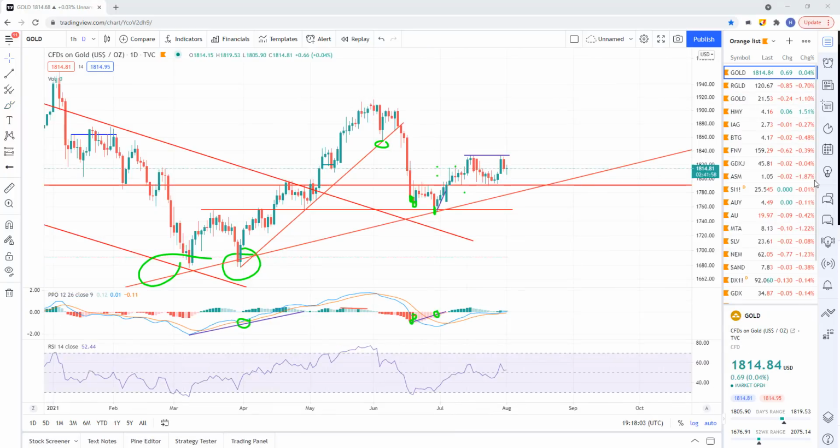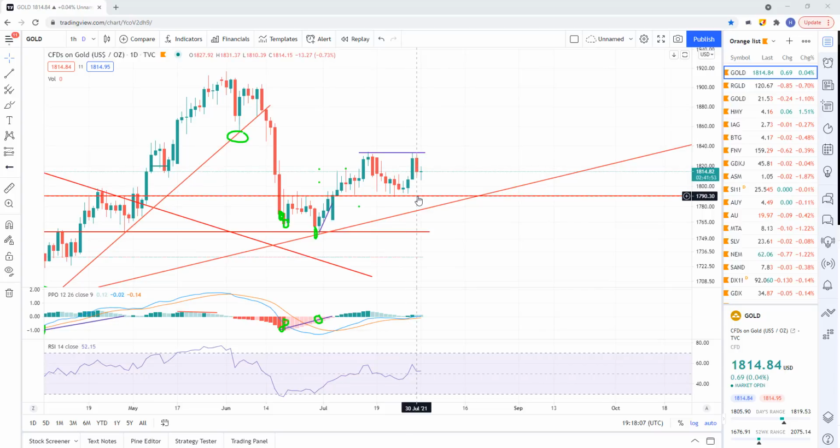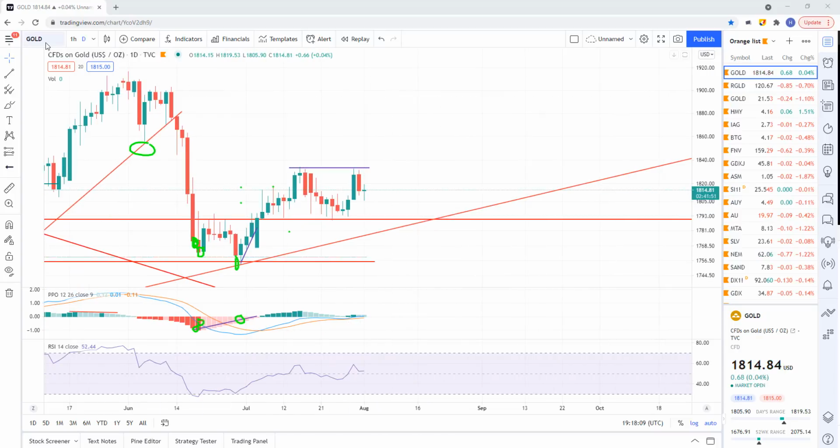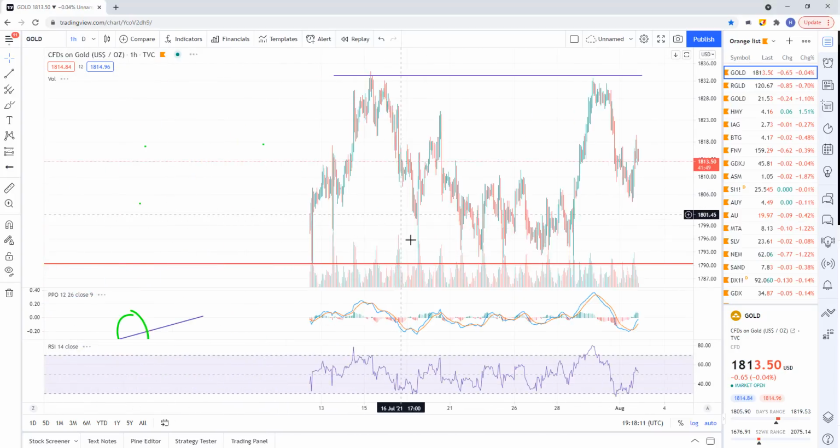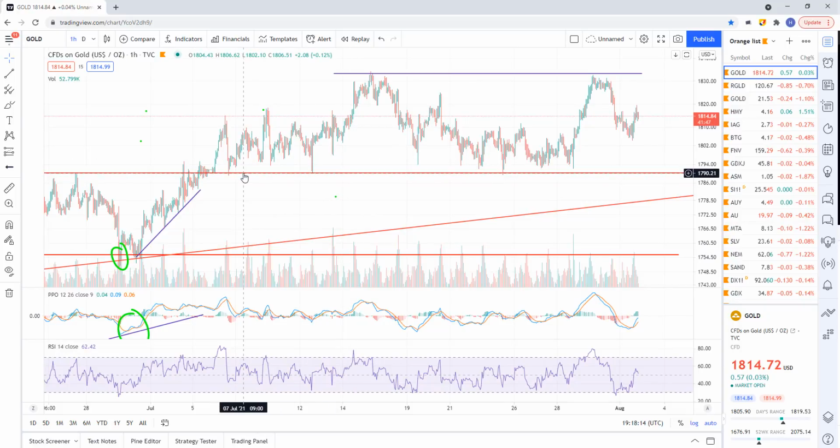Real quick on gold. Gold still looks good. Still bullish on gold. We're holding above this 1790. We tested that for quite some time. If you look at the hourly chart, this 1790 is major support for gold, and we've been testing it since July 5th, almost a month of testing that, and so far it's held above support.